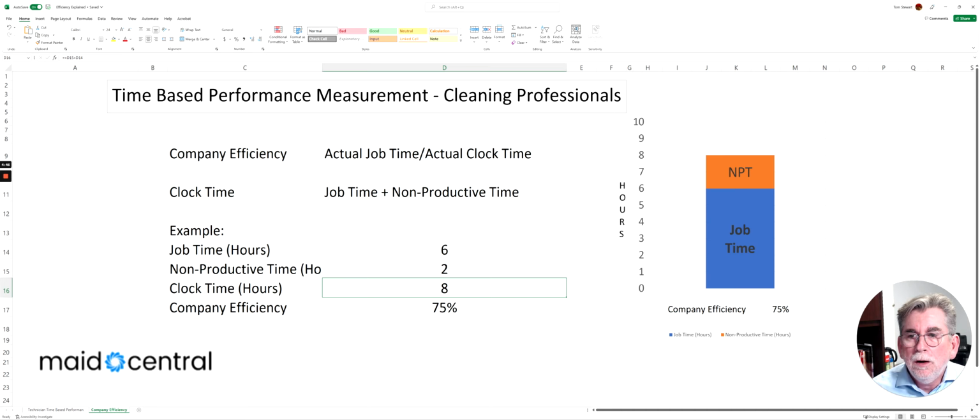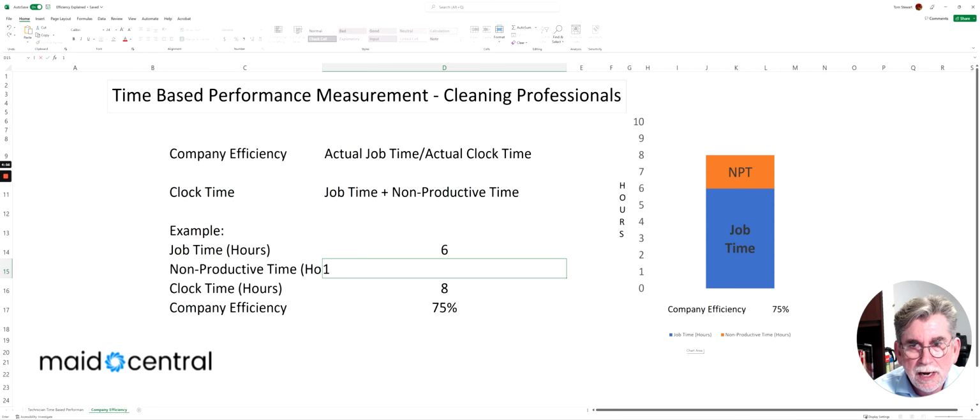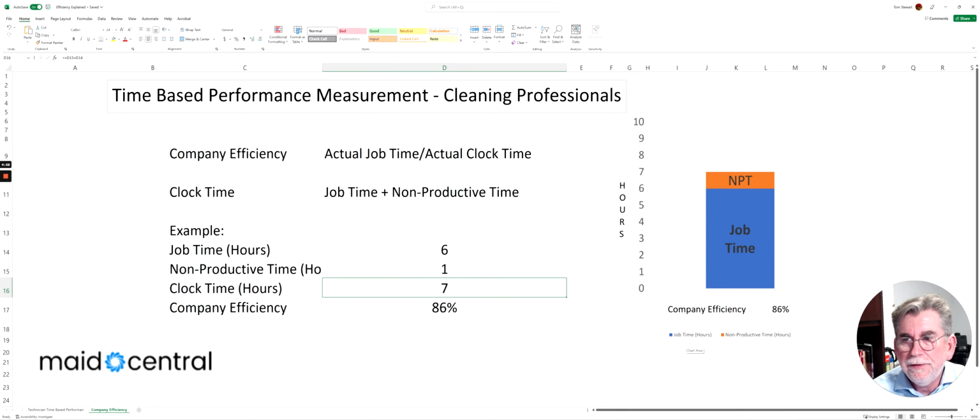So, company efficiency, the higher that number, the better. If they were able to get their non-productive time down from 2 hours to 1 hour, then the efficiency goes up to 86%. You can see how more of their day, basically, you're cleaning the same amount of homes, you're generating the same amount of revenue, but they're doing it in less.